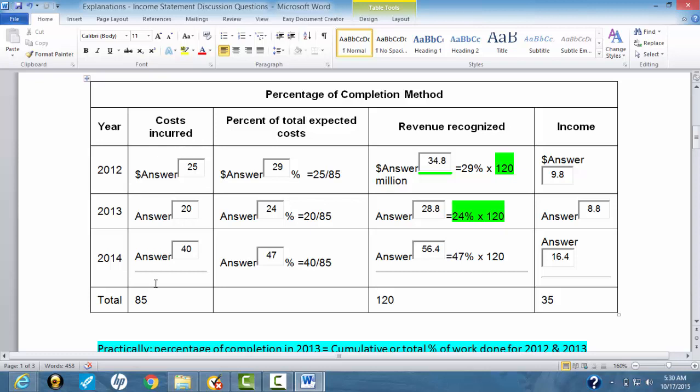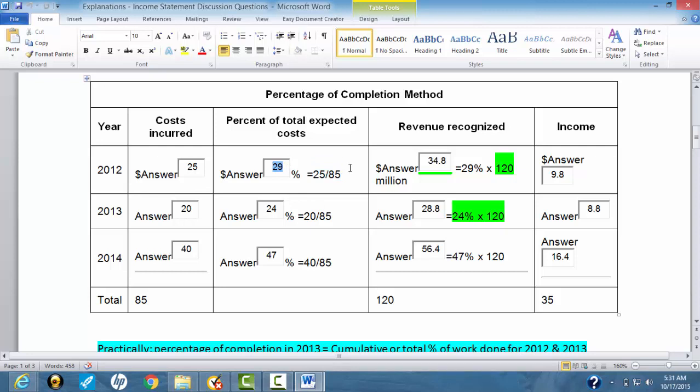Now, total cost is $85 million. And we were provided the breakdown of the cost incurred over the 3-year period: 25, 20, and 40. What this means is that in 2012, the percentage of completion, the percentage of work done, is calculated by dividing the actual cost incurred by the total estimated cost. So 25 divided by 85 gives us 29% completion.